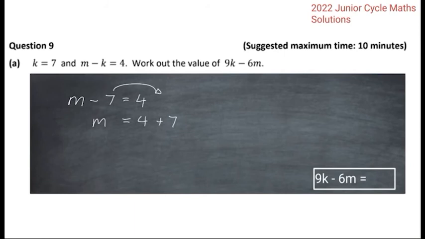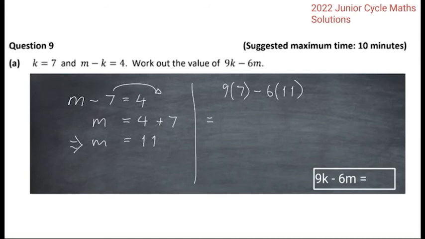So we're going to substitute this now into the second part, 9k minus 6m. So 9k is 9 by 7, and minus 6m is minus 6 by 11. So let's work these out separately. So 9 by 7 is 63. 6 by 11 is 66. It's also negative. So 63 minus 66 will be minus 3. And that's our answer. So far so good.